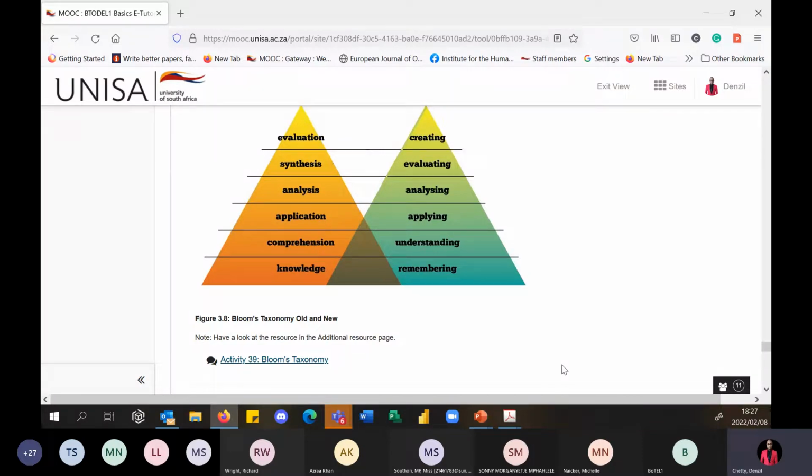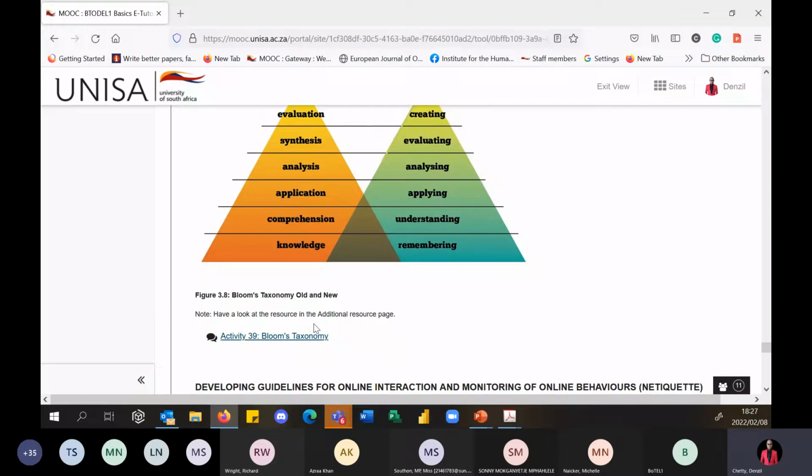Now, if you look at that very clearly, you should find some similarity going back to Gilly Salmon's model when she spoke about the different levels of discussions or activities that we create. And a final activity at the last stage was creating knowledge. And you can see how that very comfortably fits within the revised Bloom's taxonomy for the digital era.